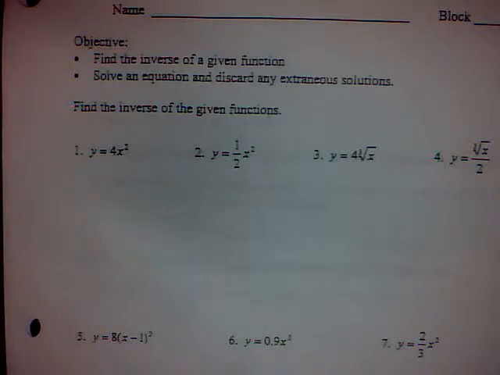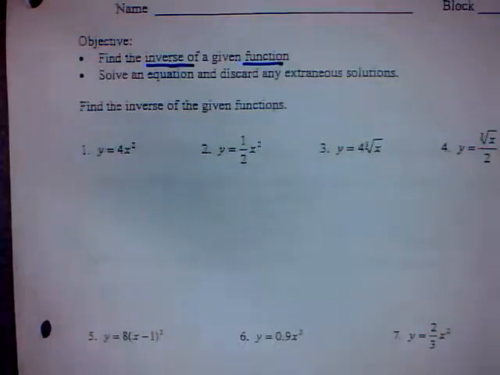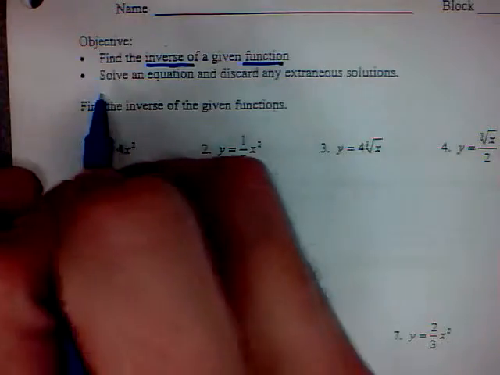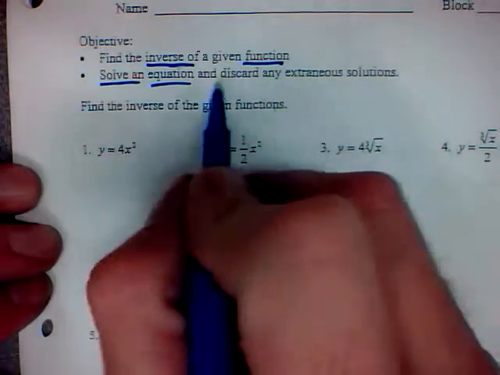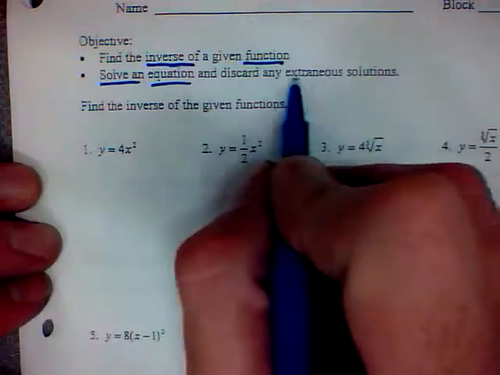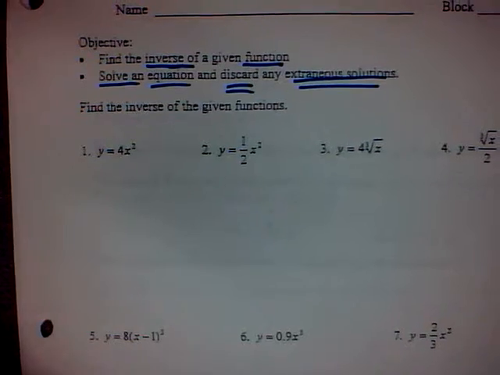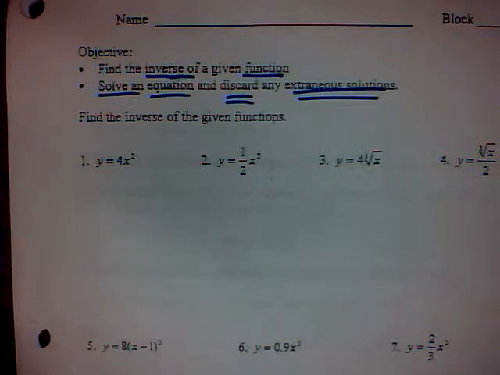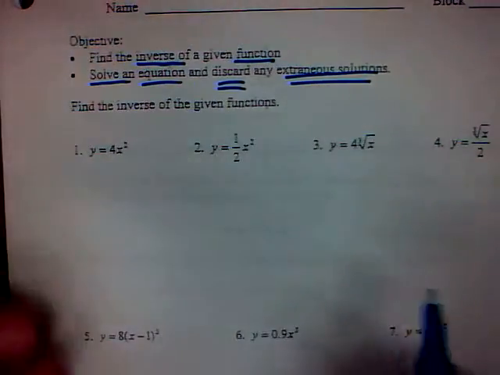Okay, in section 6.1 here, we're going to be finding the inverse of a function, and then on the other side of this, we're going to be solving equations, and then if we have any extraneous solutions, we'll be discarding those. Good? And we'll talk about what those are on the other side. And so what we're going to do here is we're going to start off finding some inverses.